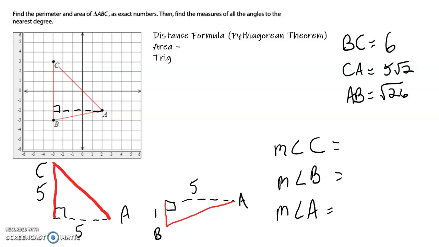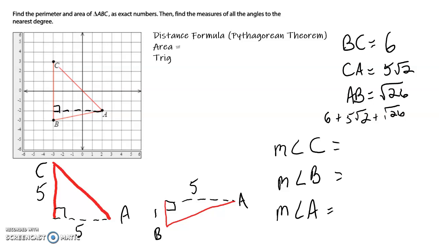So the perimeter of all of these, you add all these up, which is just 6 plus 5 radical 2 plus the square root of 26. And be careful when you enter that into the my.hrw.com. Make sure you're using those radical signs.